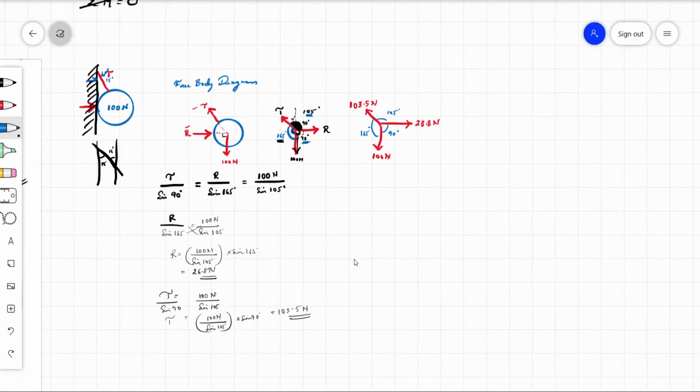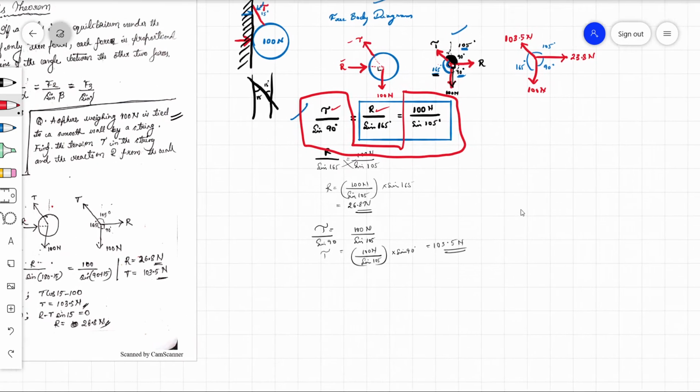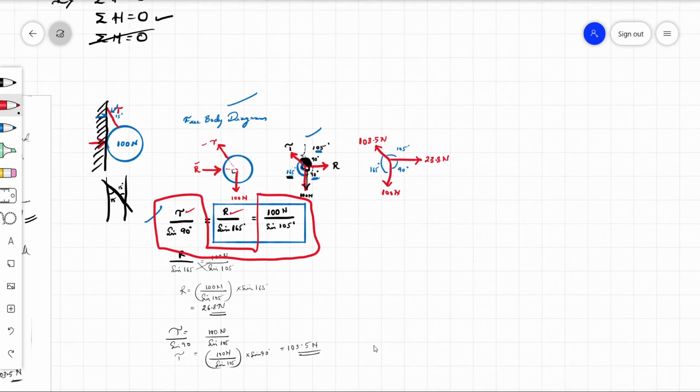So first draw the free body diagram, then do this conversion of the angles, then you put the Lami's theorem, then find whichever is required first, or you equate these two and get the value of T as well as R. Okay, this is the easiest one. So that is one numerical. I hope it is very easy for you to do.